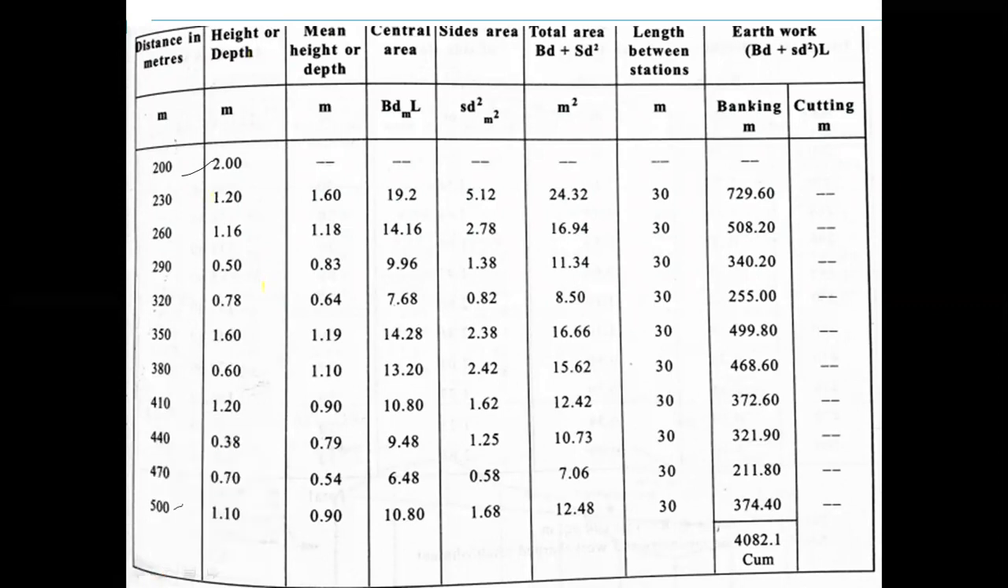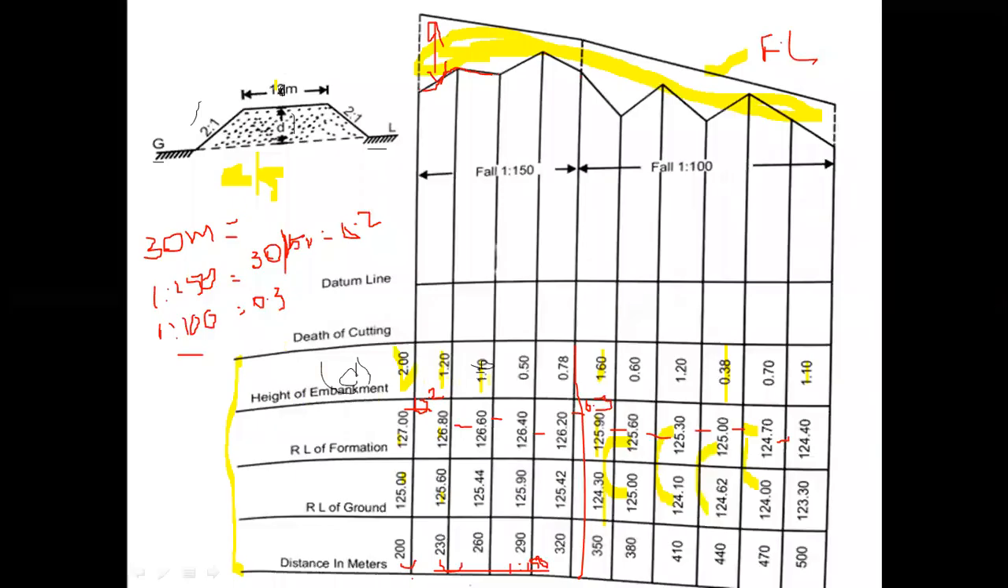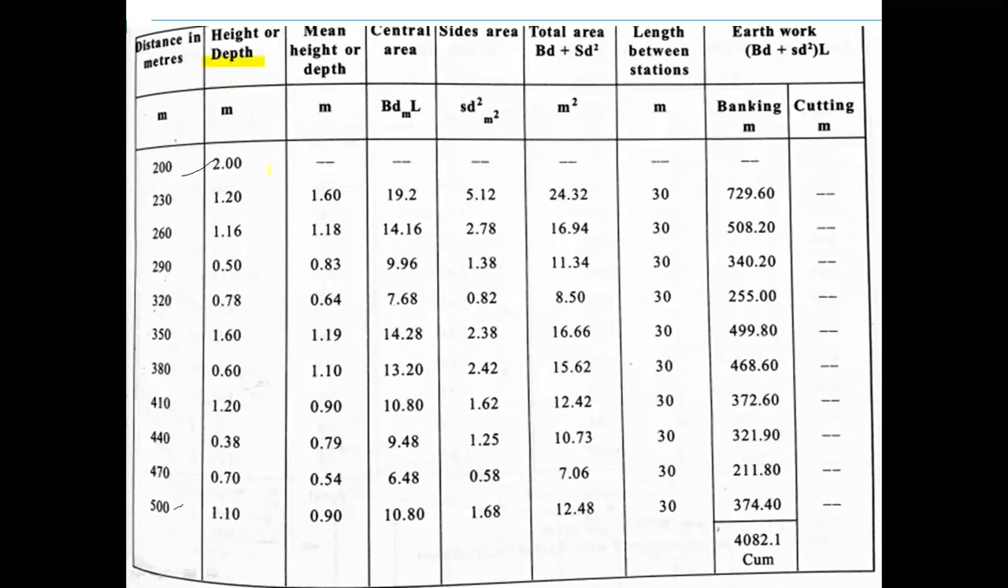Next one, mean heights, which we calculated. Height of the embankment 2, 1.2, 1.16, 0.50, 0.78, up to 1.10. These are the heights or depths, and we calculate the mean heights. Height or depth is D, and mean height is dm. Mean height means the two values are taken and divided by 2. So 2 plus 1.2 divided by 2 is 1.6.